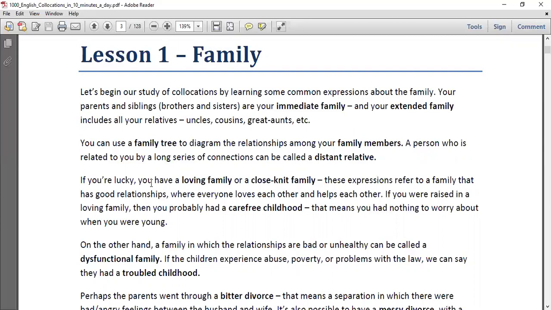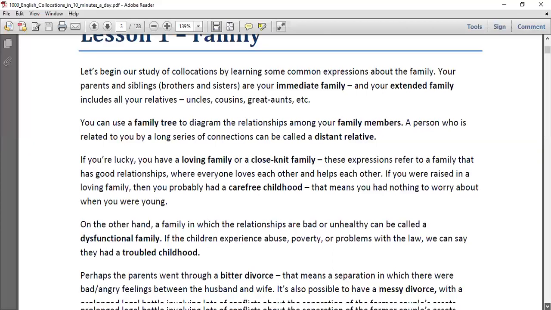If you're lucky, you have a loving family or a close-knit family. These expressions refer to a family that has good relationships, where everyone loves each other and helps each other. So a family in which the members love each other and help each other is called a close-knit family or a loving family. If you were raised in a loving family, then you probably had a carefree childhood, a childhood without any troubles. That means you had nothing to worry about when you were young.